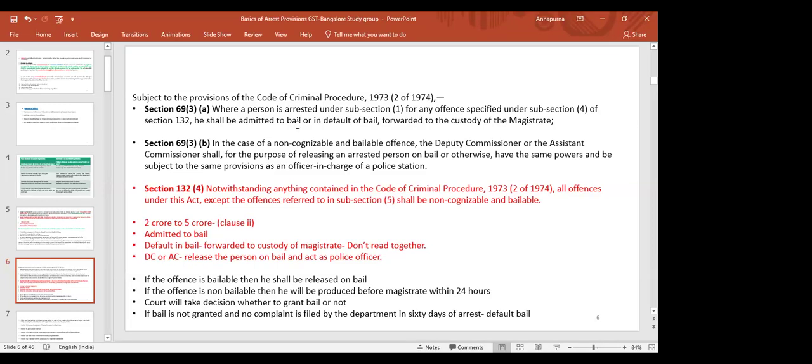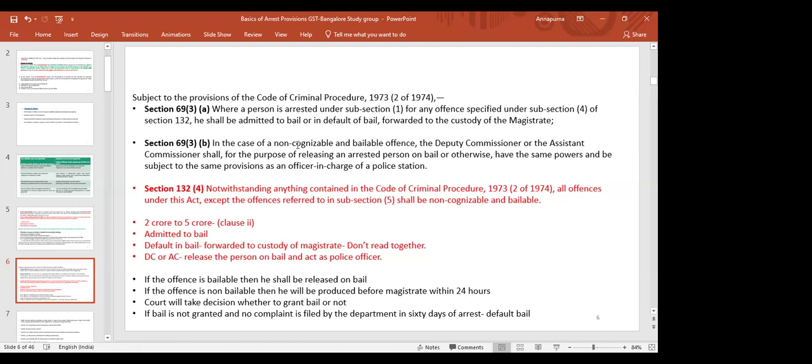I thought that he shall be admitted to bail, we have to stop, or in default of bail, that is, I think if he has not deposited a pre-deposit, or I want to understand from sir also how to read this in default of bail, then he will be forwarded to the custody of magistrate. So that is what I thought I would write here also together. So either he will be admitted to bail, or if there is a default in bail, then only he will be forwarded to the custody of magistrate.